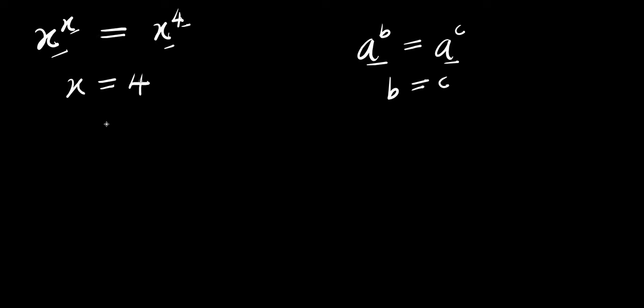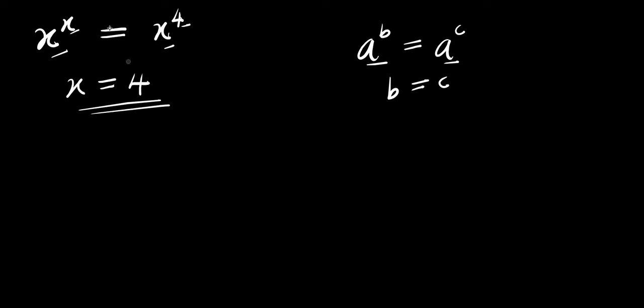Hello, how to solve x power x equals x power 4, solving for all values of x that satisfy this equation. So let's start it this way. If you consider a power b and this equals a power c, now the bases are the same. You have b equals c. So if you apply the same thing here, that means you have x equals 4.